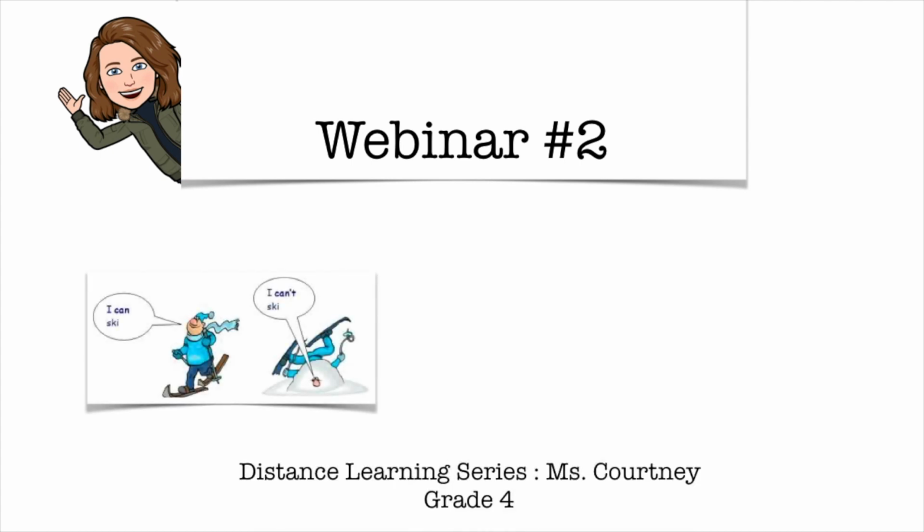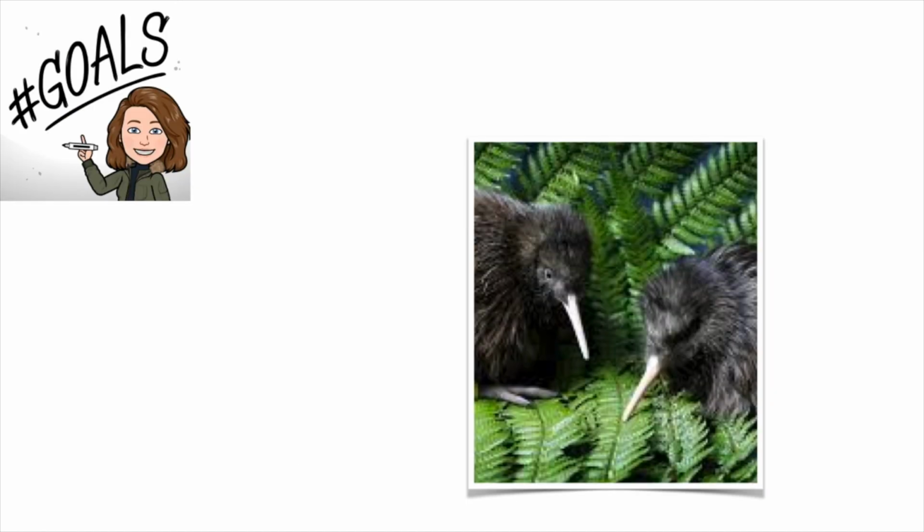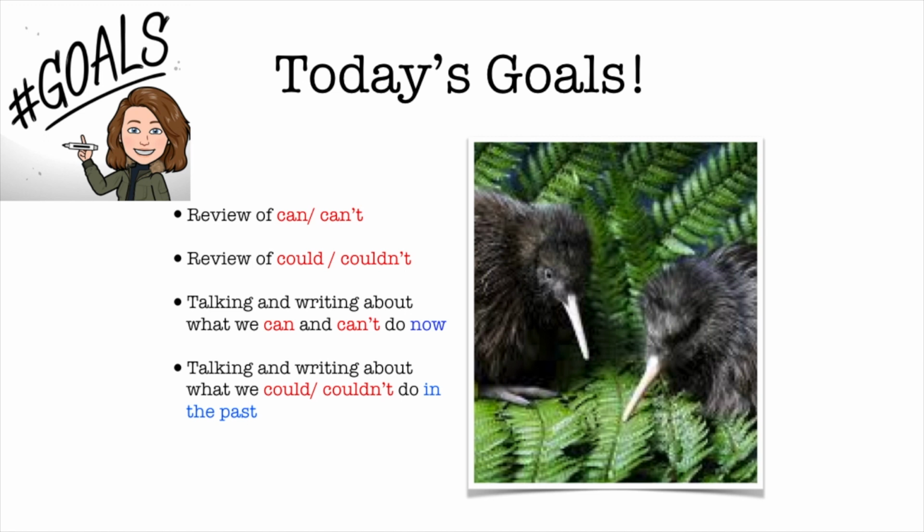Let's get ready to learn. Today's topic is can and can't, and could and couldn't. We're going to talk about what we can and can't do now, and what we could and couldn't do in the past. Our goals for today are to review can and can't, to review could and couldn't, and to try to talk and write about what we can and can't do right now, and what we could and couldn't do in the past.